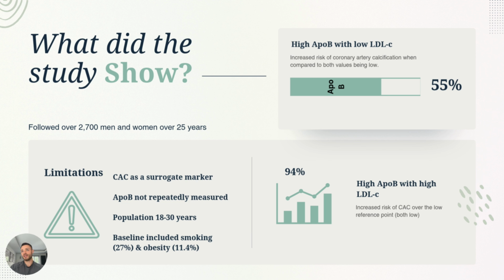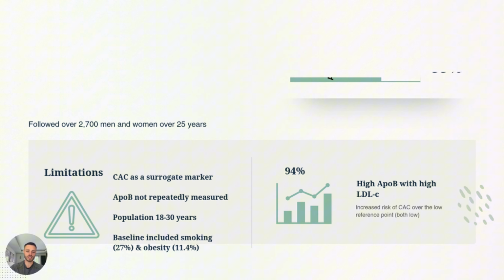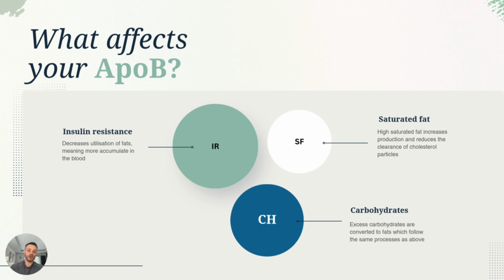So whether that had a big part to play, which more than likely it did in terms of disease progression with heart conditions, calcification. But with all studies, there have to be some limitations, and sadly, these were the ones there. But going on to what affects ApoB.